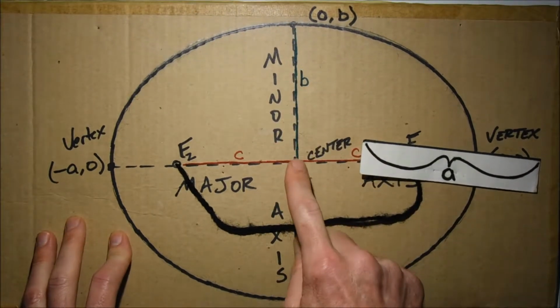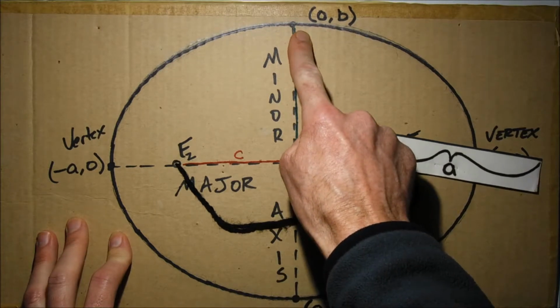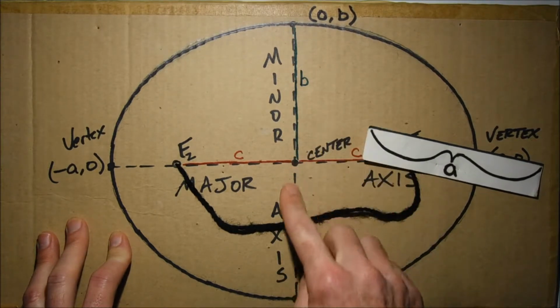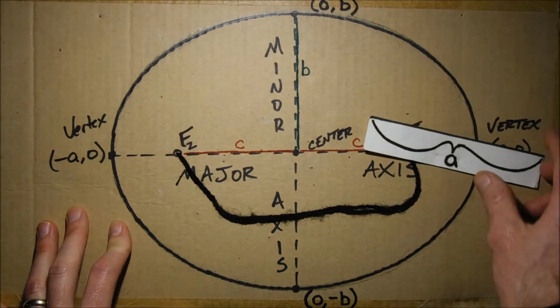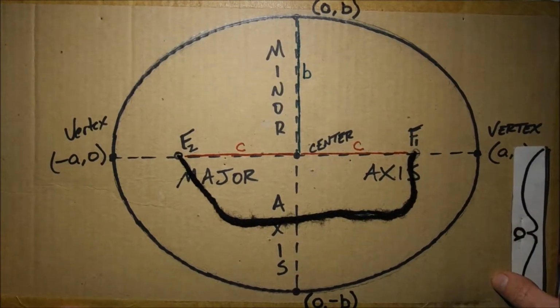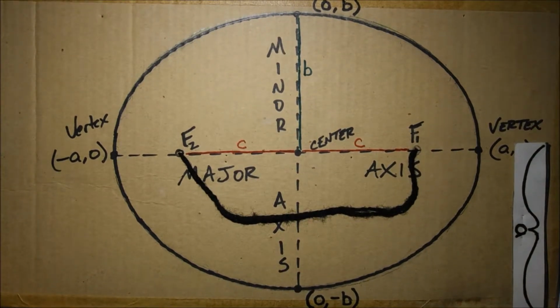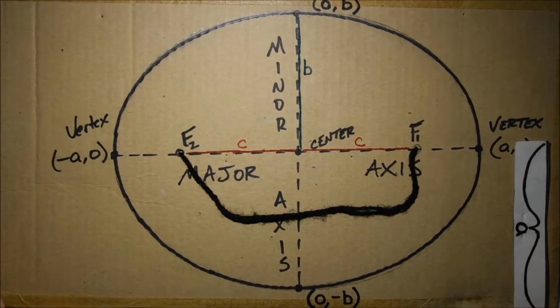So to get to one of those endpoints along your minor axis, travel B units. B units up and B units down, and there you go. Well, there's also another number that's very important. Just like we used the letter C on parabolas, remember in parabolas, C was the distance from the vertex to the focus. Think parabola.